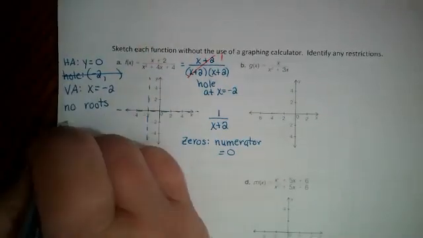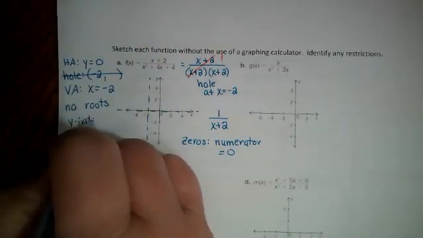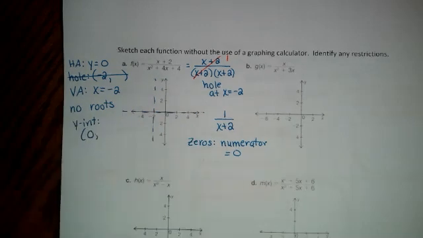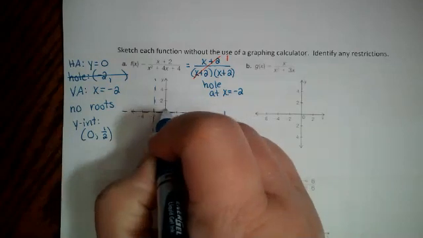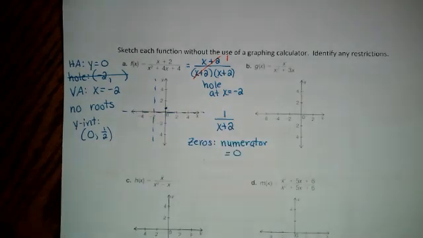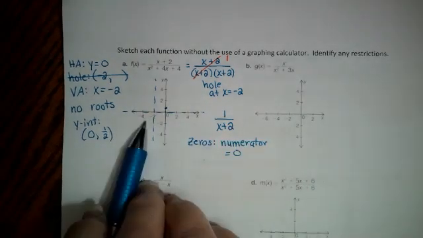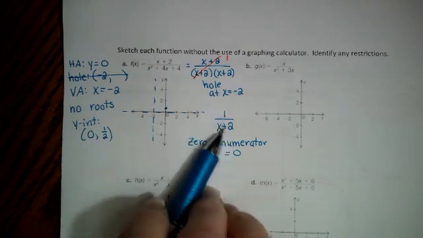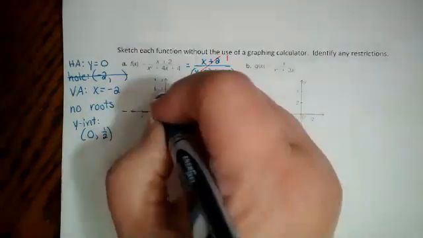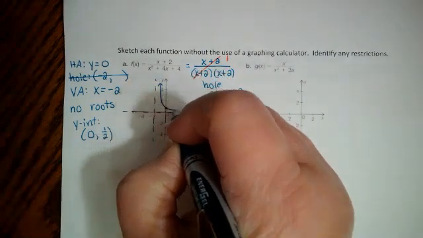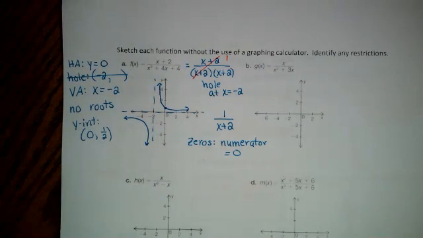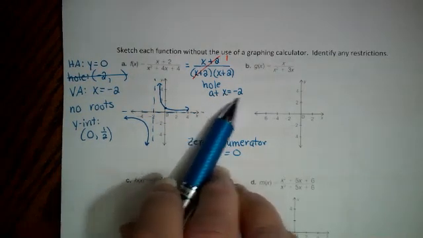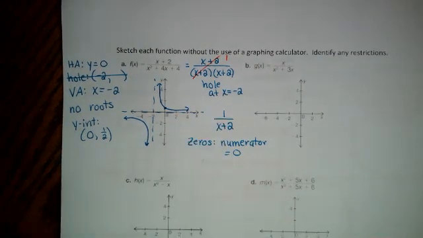The other thing I could find is the y-intercept. Remember, we said the y-intercept is when x equals 0. So put in a 0 for x. The y-intercept is at 0, 1/2. So right about there. Now I know this is just 1 over x plus 2. That's kind of a parent function transformation. So I know it looks something like this. And there wasn't a hole because the value for the hole was actually undefined.